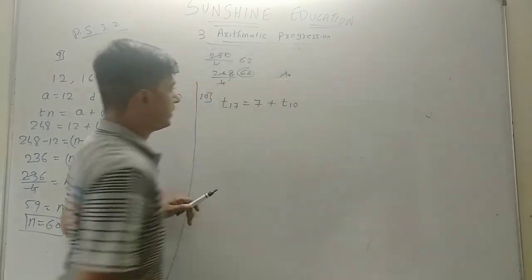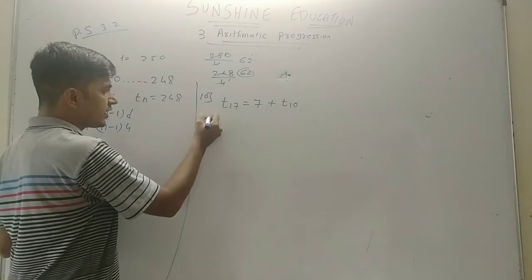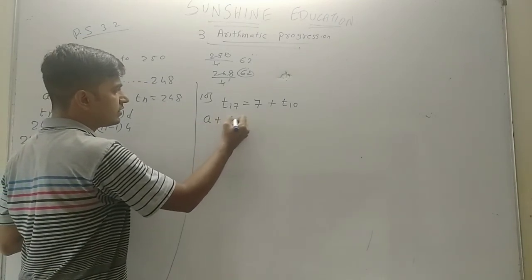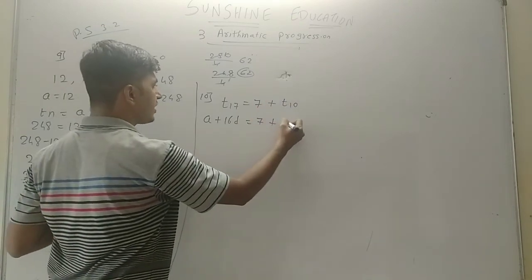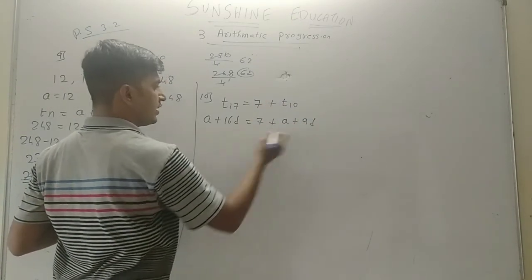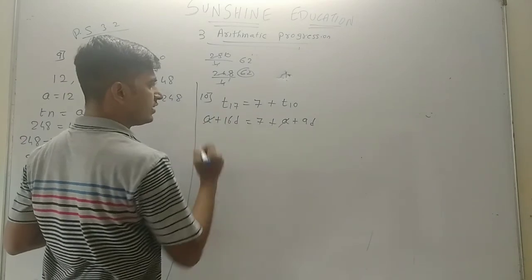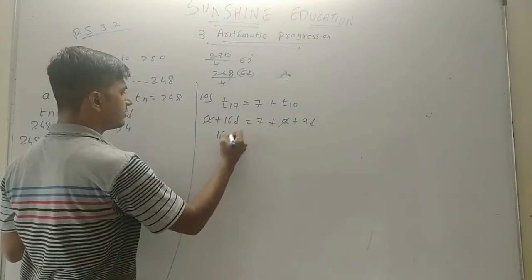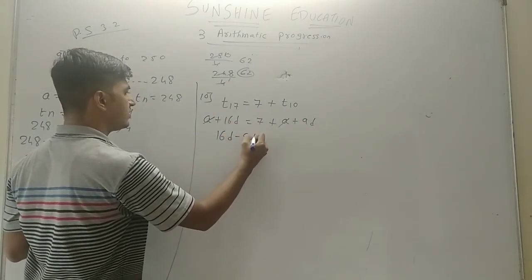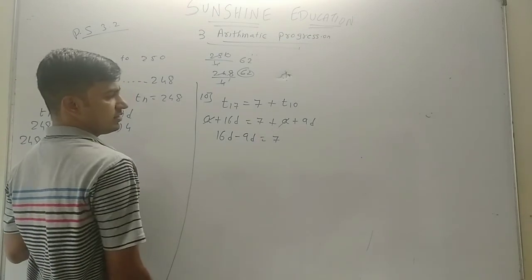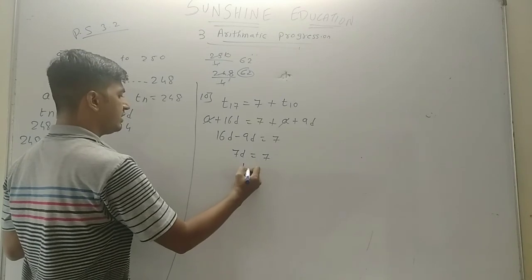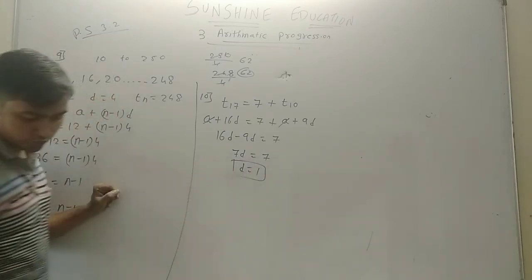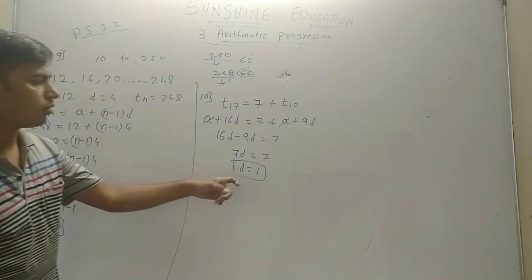That is T17 is nothing but a plus 16d. 7 as it is. T10 is nothing but a plus 9d. a over here will get cancelled. I will take d this side. 16d minus 9d and 7 as it is. So 16 minus 9 is 7d. 7 and d is equal to 1. What is the question? If you read the question, find the common difference, and the common difference is 1.